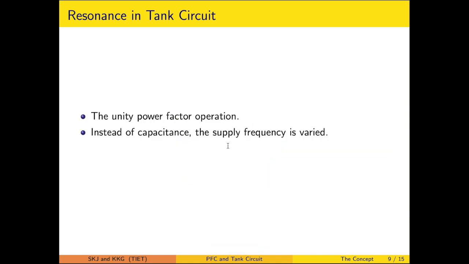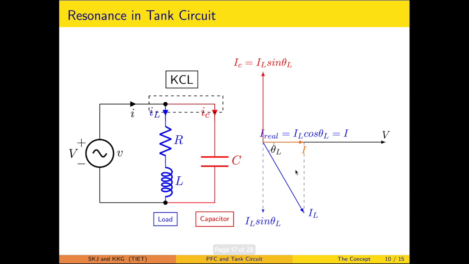So this we have already highlighted. Now the resonance is a typical condition which is of unity power factor operation. However, the unity power factor is achieved by varying the supply frequency. So this is different. In the previous case, the capacitance was varied. Here in the resonance, the supply frequency is varied. So now here it is represented with a fixed capacitor likewise.